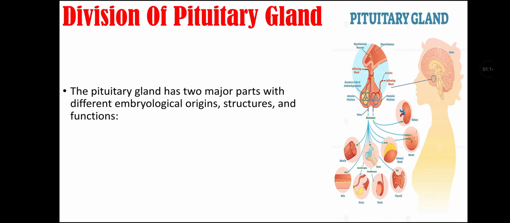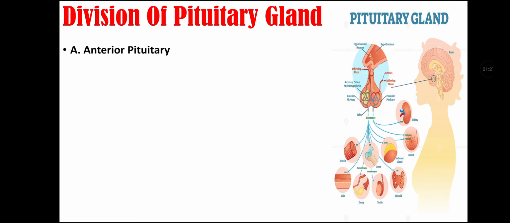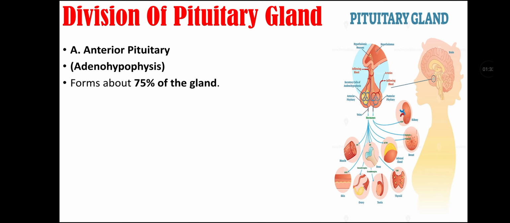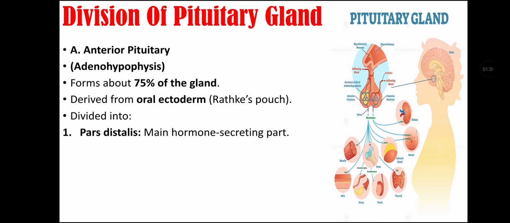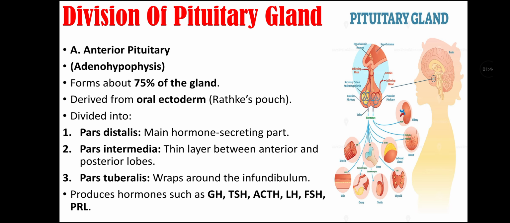Division of pituitary gland. Pituitary gland has two major parts with different embryological origins, structures, and functions. They include anterior pituitary and posterior pituitary, that is called neurohypophysis. Talking about anterior pituitary, it is also called adenohypophysis. It forms about 75% of the gland. It is derived from oral ectoderm and it is divided into pars distalis, pars intermedia and pars tuberalis.